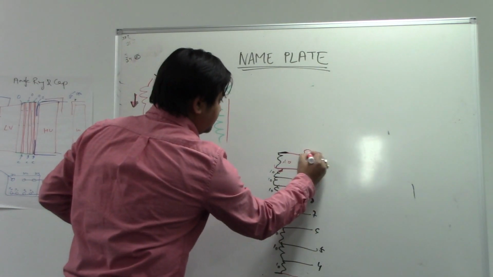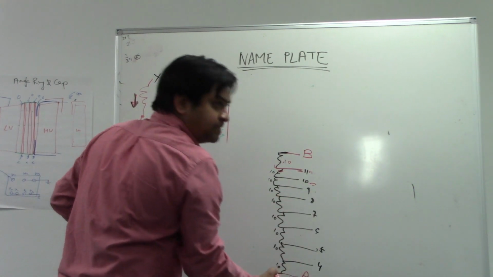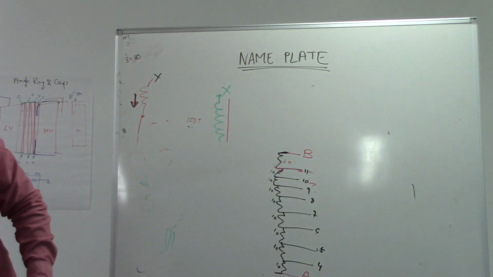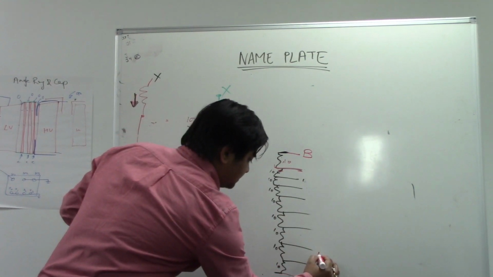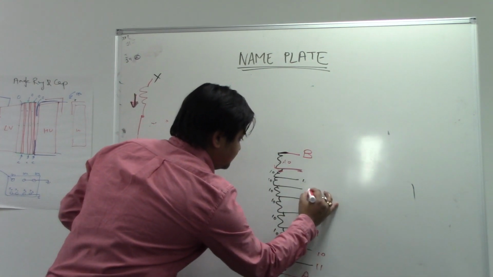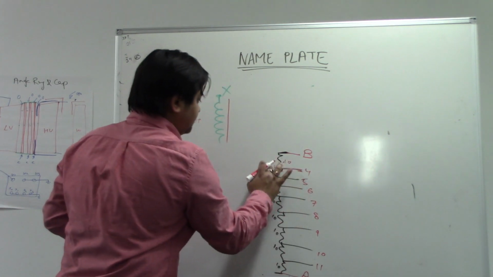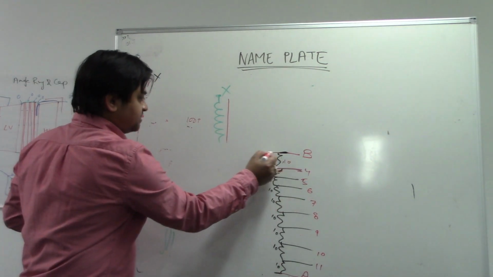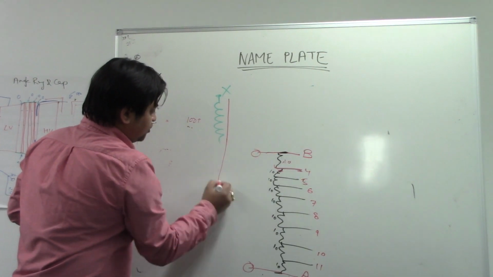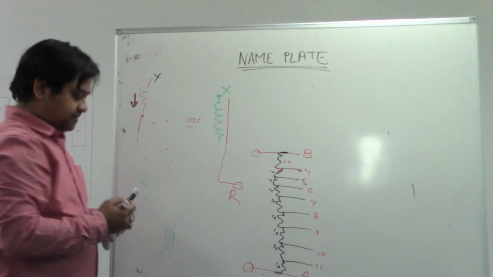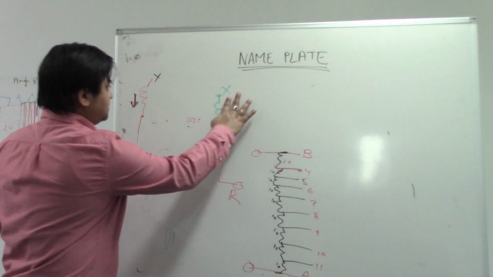So this is B, okay? This is A, as per the name plate. And these numbers will be like this, just the opposite: 11, 10, 9, 8, 7, 6, 5, 4. Okay? 10 turns each. Now you have a R here, right? So what happens?